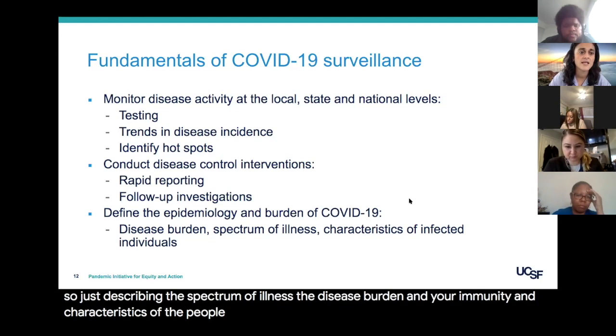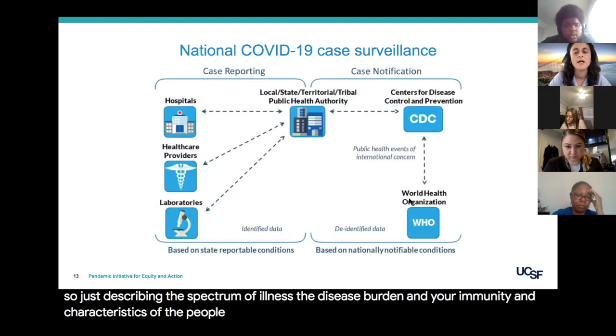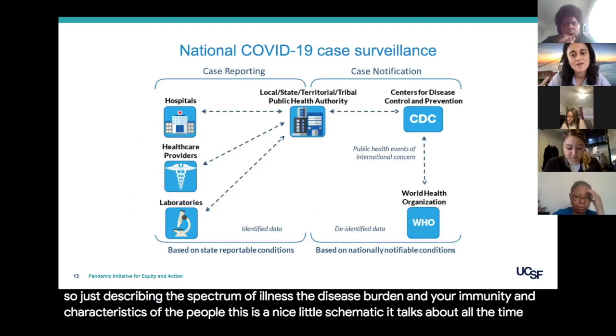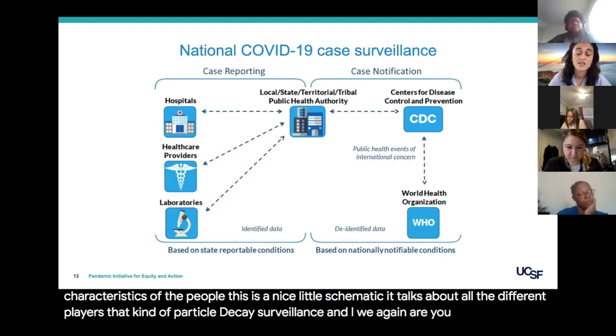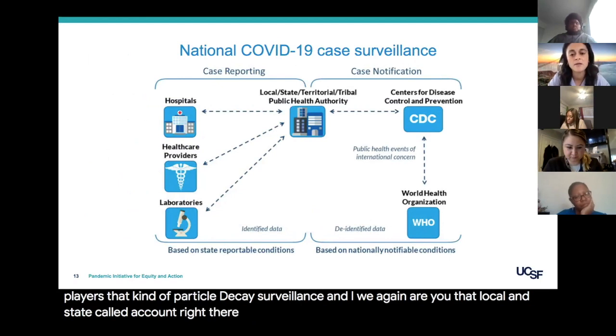Okay, next slide. This is a nice little schematic which talks about COVID-19 case surveillance and all the different players that are part of it. And I would, again, argue that local and state public health are right there in the center of it all.